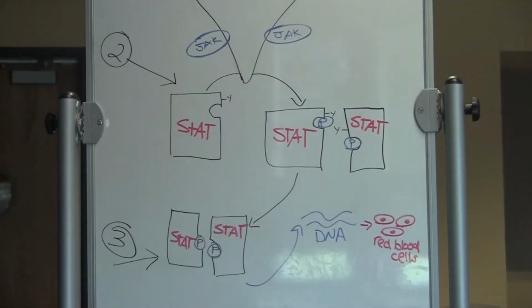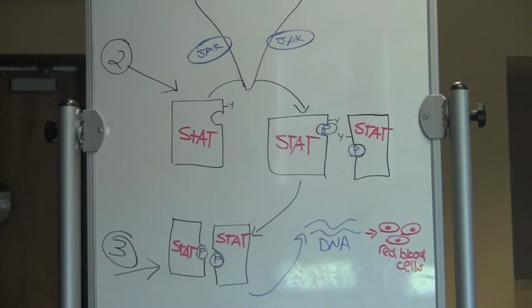Step 2. The substrate STAT, which stands for signal transducer and activator of transcription, is phosphorylated by the breakdown of ATP in order to functionalize the molecule.